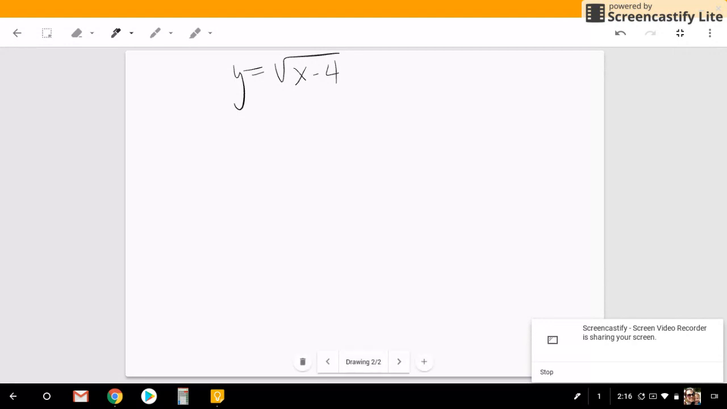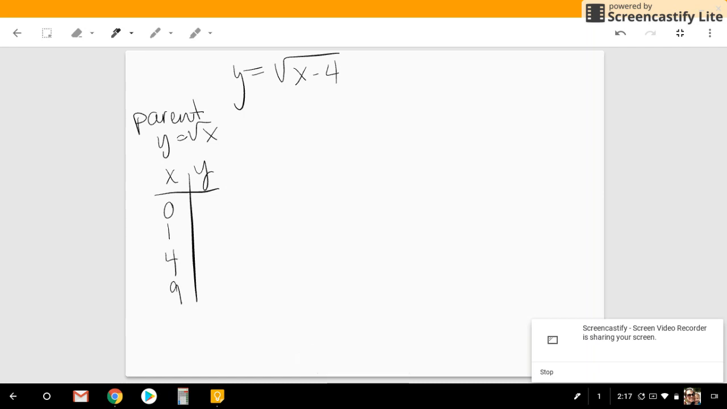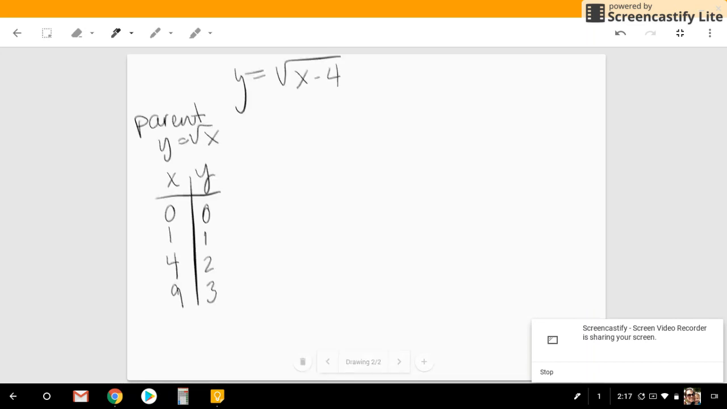Now that I've got this one, my parent function is the first thing I should think about, and that's y equals the square root of x. I'm going to copy down the parent table. Remember, I will always give you the parent table. It's the same as before: 0, 1, 4, 9, and then 0, 1, 2, 3. And now I'm going to go with my rule again.